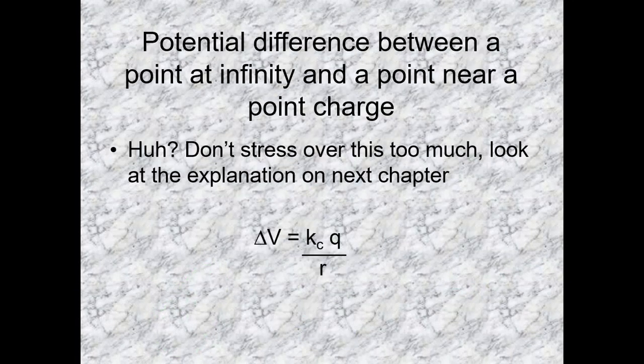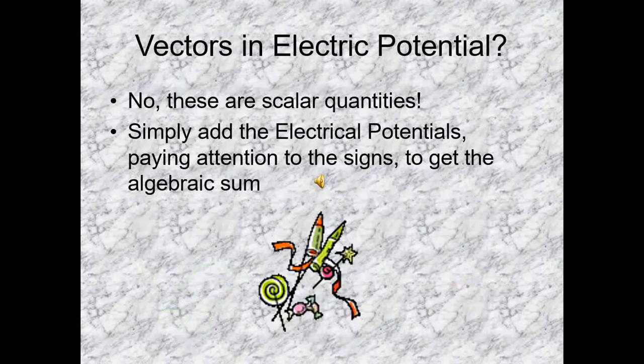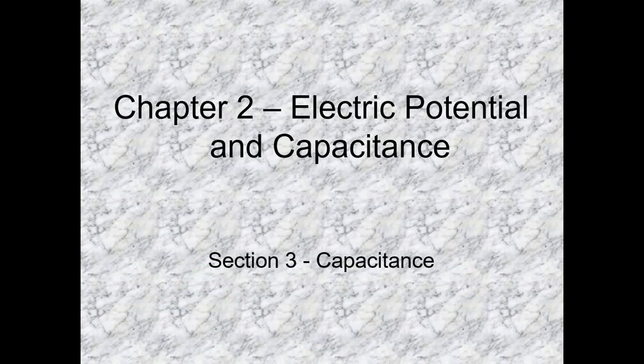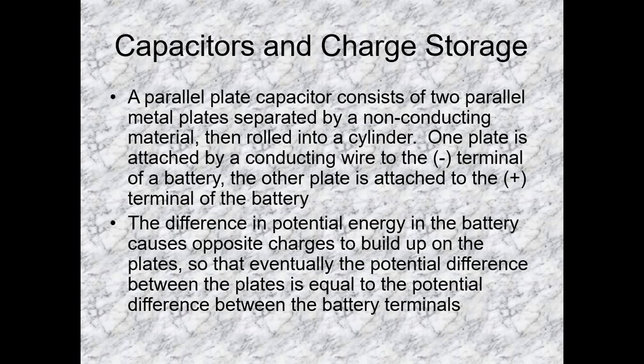Now, our third section is capacitance: a capacitor and the charge stored. A parallel plate capacitor consists of two parallel metal plates separated by non-conducting material, then rolled into a cylinder. One plate is attached by a conducting wire to the negative terminal of a battery, and the other plate to the positive terminal of the battery. This is known as a capacitor.